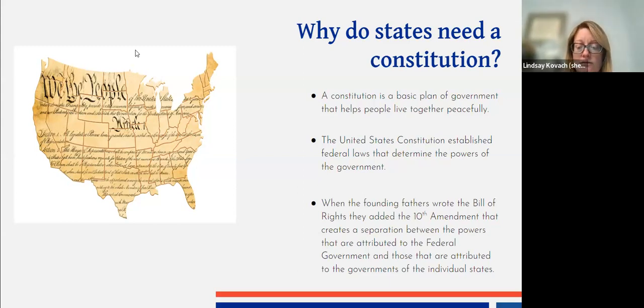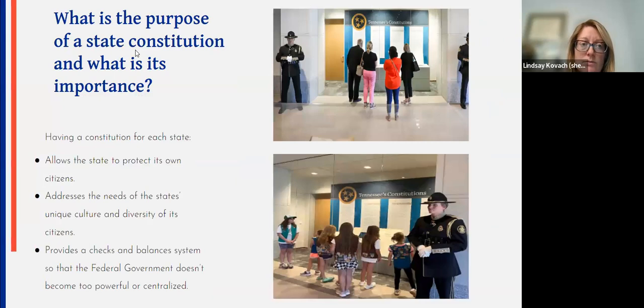And this was something that our founding fathers found very important as they were writing their Bill of Rights, because they did not want a very powerful federal government, because as you know, we did not want somebody who was a king or a queen or a more centralized government. We wanted to have a little bit more say within our states.